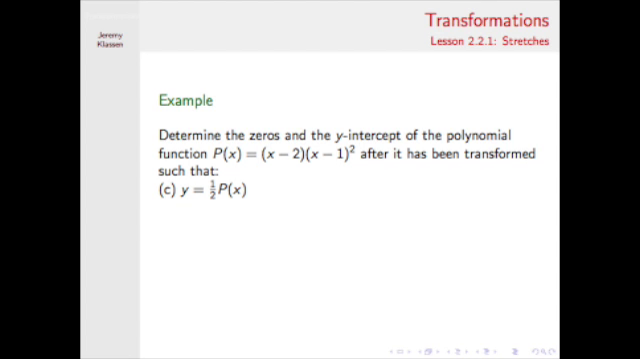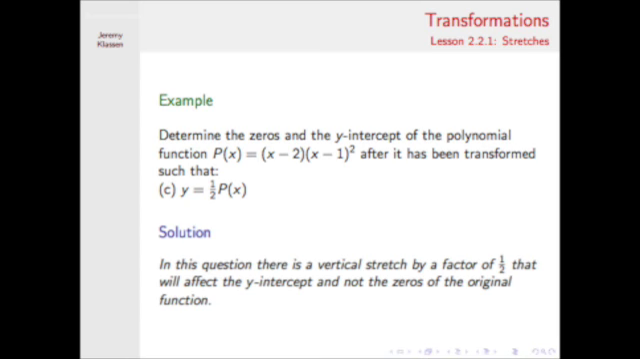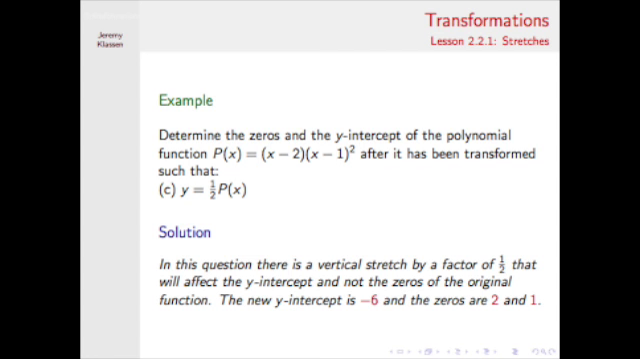Now, for this next transformation, it's still a vertical stretch. You can see that because it's 1/2 in front of the p of x. It's just going to be a fraction as opposed to an integer stretch. And remember, just like in question A, this is only going to affect the y-intercept, not the zeros of the original function. Okay, and as I look through the work that I've done, this is an embarrassing series of mistakes. The new y-intercept here should not be -6. It should, in fact, be just -1. The original y-intercept was -2. There's going to be a stretch by a factor of 1/2 that takes it down to -1. And the zeros are going to remain unchanged at 2 and 1.